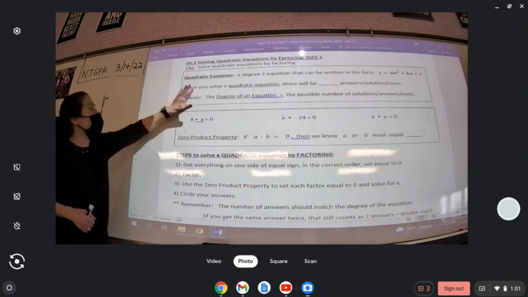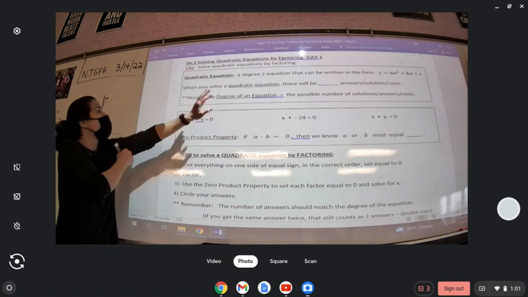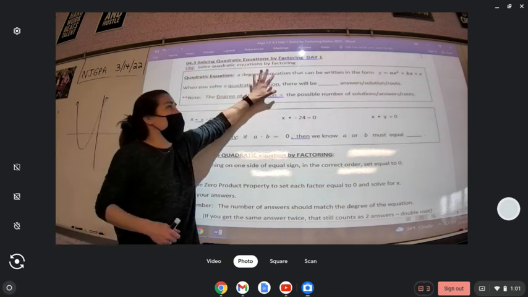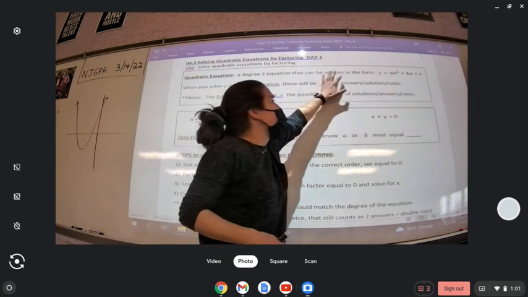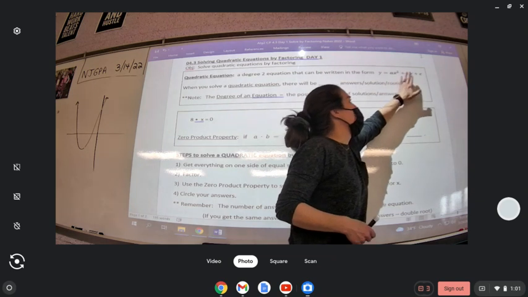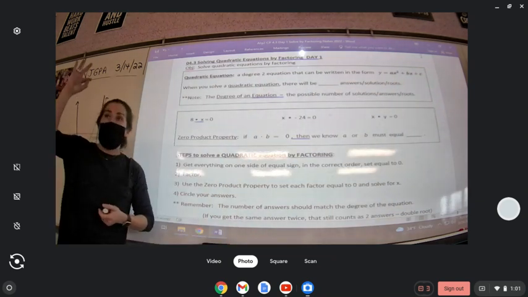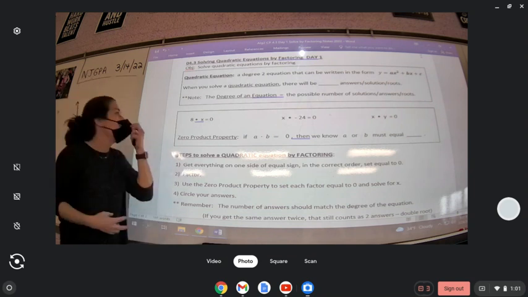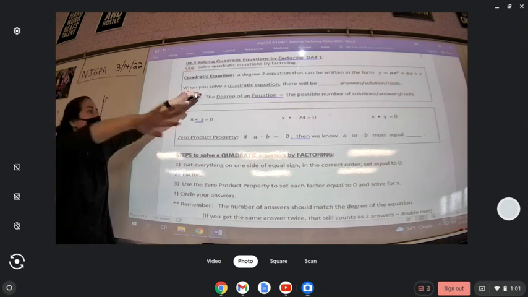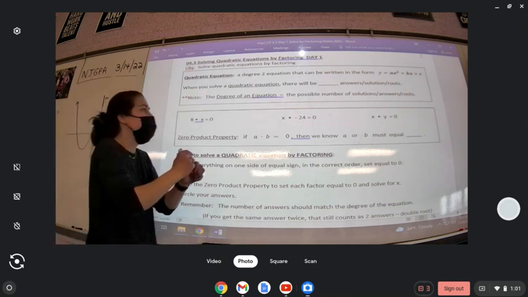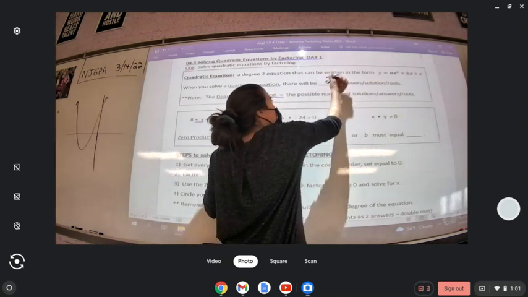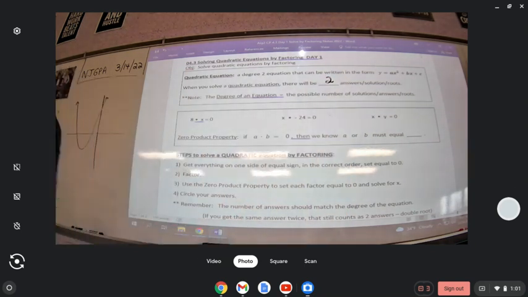All right, here we go. First, let's review a quadratic equation. A quadratic equation, guys, is a degree 2 equation that can be written in the form y equals ax squared plus bx plus c. And remember, degree 2 means that the highest exponent on a variable is 2. When you solve all of these quadratic equations today, there will be 2 answers to them. Quadratic equations will have 2 answers, or 2 solutions, or 2 roots, if you will.